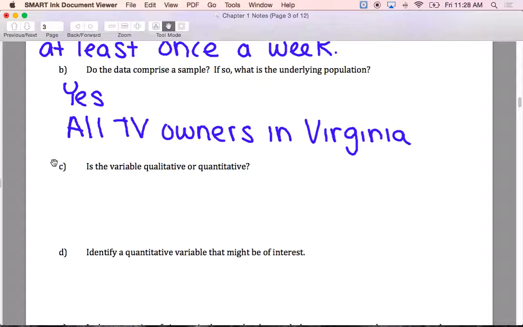Now for C, is the variable qualitative or quantitative? So they're answering pretty much yes or no. So if it's yes or no, that means we're going to have qualitative for our answer.